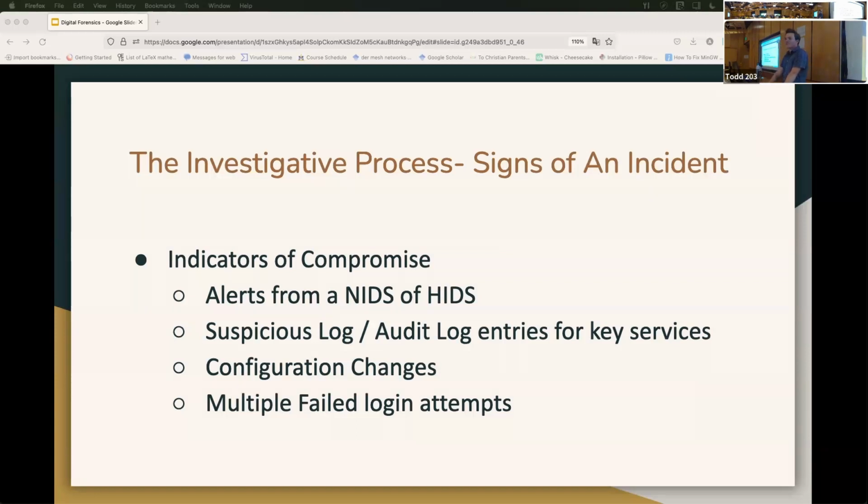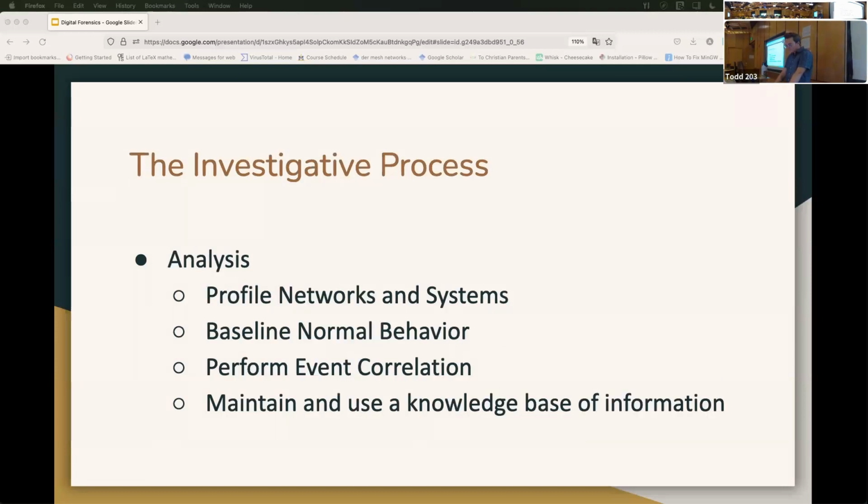Maybe there are some unauthorized configuration changes in the system that nobody noticed. And now that we're looking into it, we're like, that's a little weird. Maybe that shouldn't be there. And multiple failed login attempts, right? These aren't necessarily saying that an intrusion or a compromise has occurred. We're just looking to see if it could have occurred. And could these be some of the reasons?